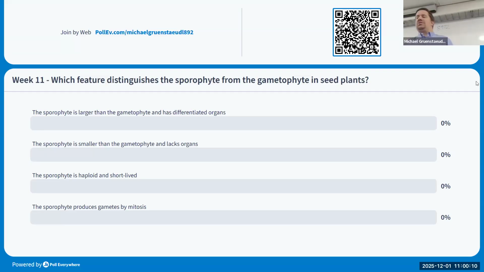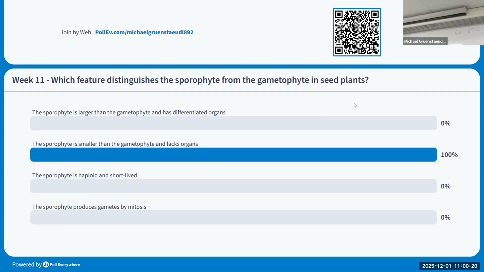Which feature distinguishes the sporophyte from the gametophyte in seed plants? Notice here I'm mentioning seed plants because this answer would not be true for the mosses. The mosses have it the other way around. But in the seed plants, meaning the ferns, the gymnosperms, or the angiosperms, the answer is correct.